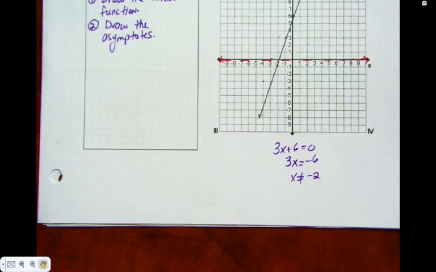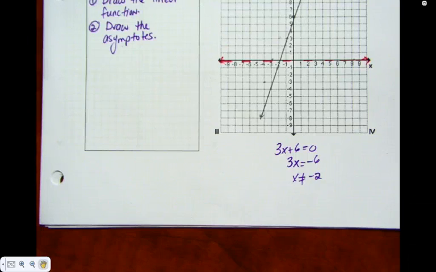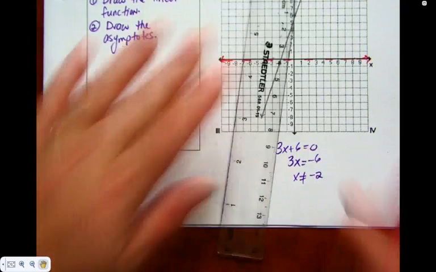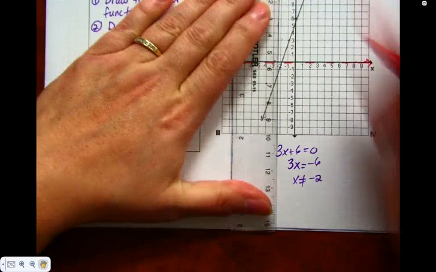So method number 1, you can solve for it algebraically, which we just did. But what we just found was what on the graph? Look at the graph. What's at -2? It's the x-intercept. That will always be the asymptote. So I never actually calculated. I put my ruler right where the x-intercept is, and I draw my vertical asymptote.